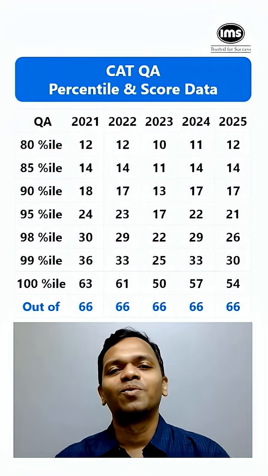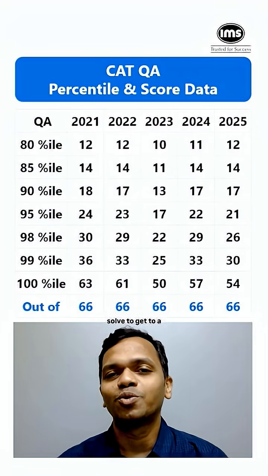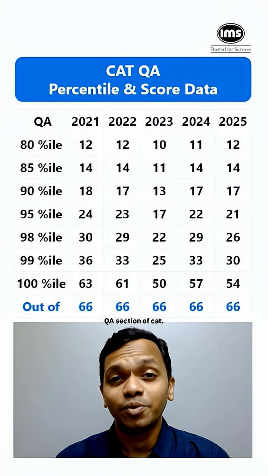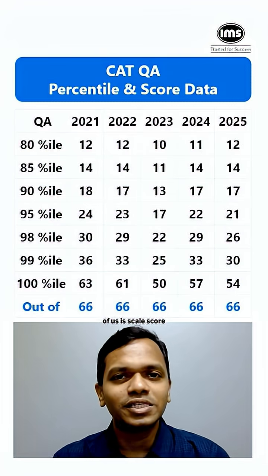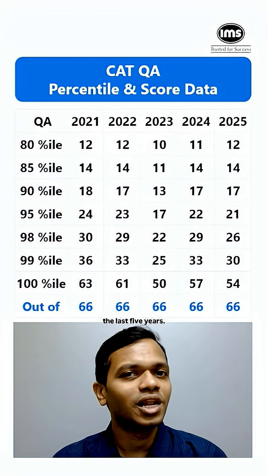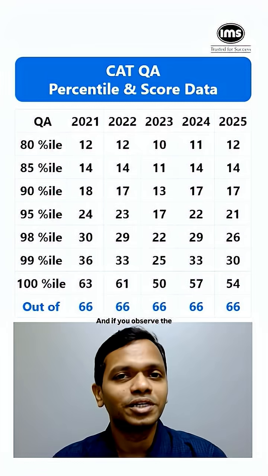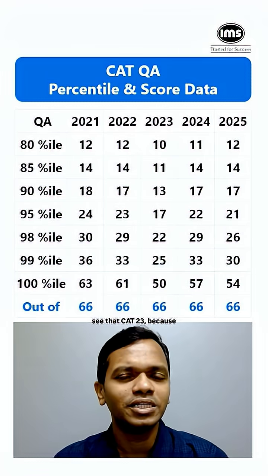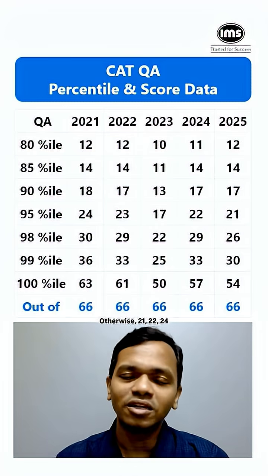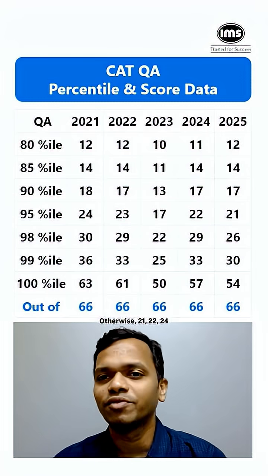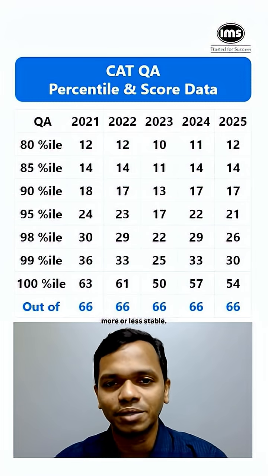Hi students, wondering how many questions you should solve to get to a certain percentile on the QA section of CAT? Here is the data. What we have in front of us is scaled score versus percentile from the last 5 years. And if you observe the table carefully, you will see that CAT 23, because it was a difficult paper, the numbers are on the lower end. Otherwise, 21, 22, 24 and 25, the numbers are more or less stable.